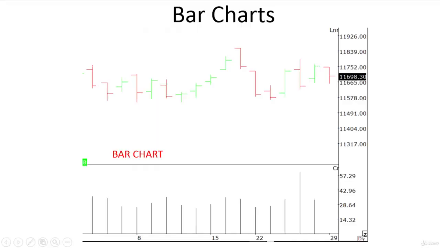As you see in the example of a bar chart on your screen, on the y-axis you see price, on the x-axis you see time, and every data point is represented as a bar. The green bars represent positive movement and the red bars show negative movement.